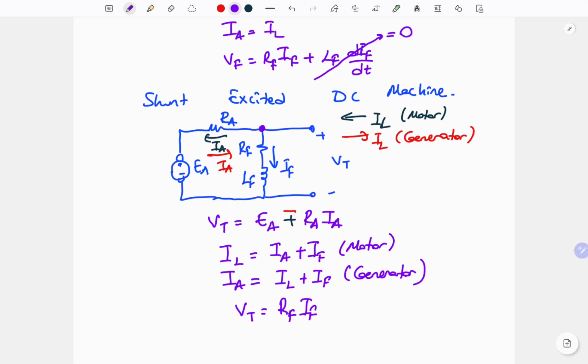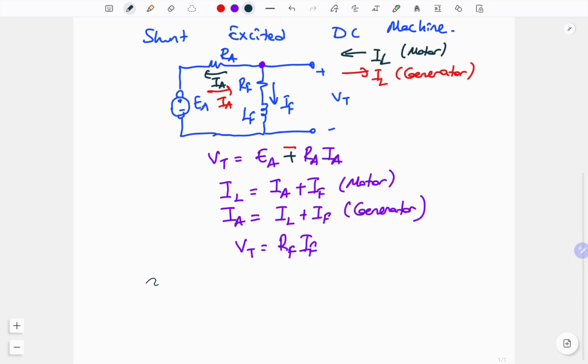Okay, let's examine the terminal characteristics of the DC machine. In that part, we need to analyze it as a motor and a generator, because the output characteristics for the motor operation will be the torque-speed characteristics. For the generator, they will be the output voltage and current characteristics. So first, the terminal characteristics for the motor operation.